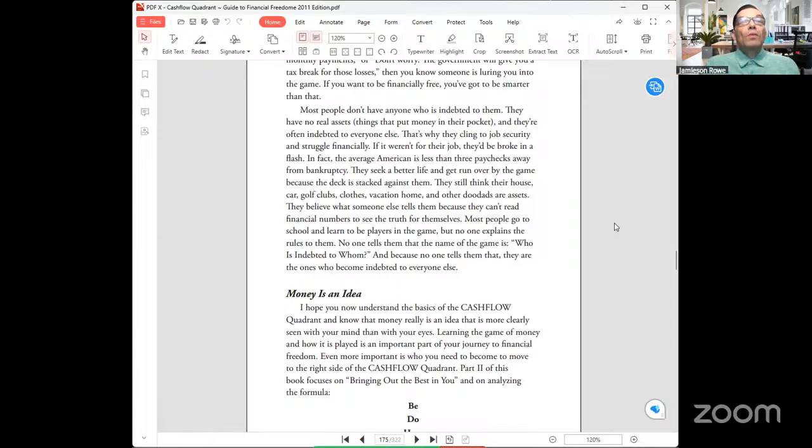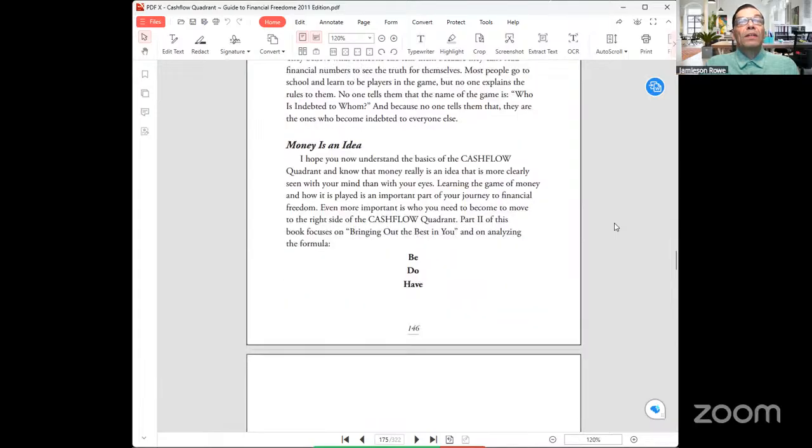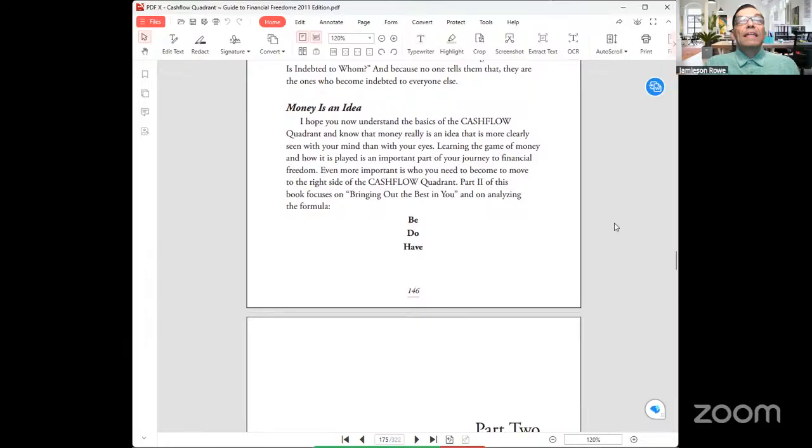Most people go to school and learn to be players in the game, but no one explains the rules to them. No one tells them that the name of the game is who is indebted to whom, and because no one tells them, they are the ones who become indebted to everyone else. Money is an idea.